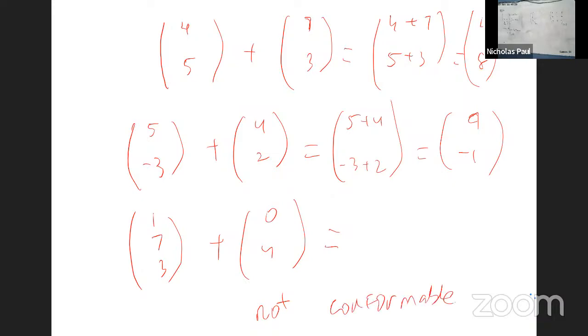Right? We cannot add that because they're not conformable. You can't add a 3 by 1 to a 2 by 1. Okay? So nice, you have a small idea. Do this then.